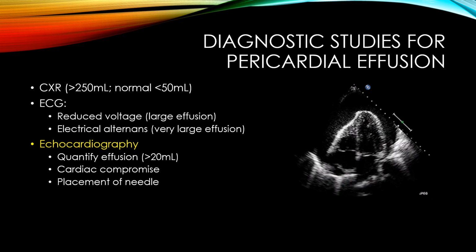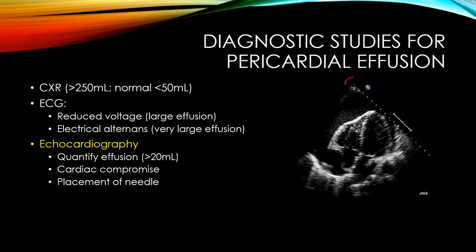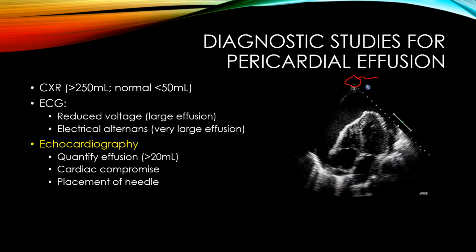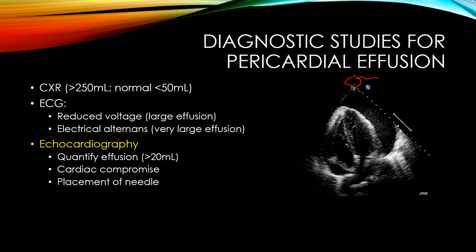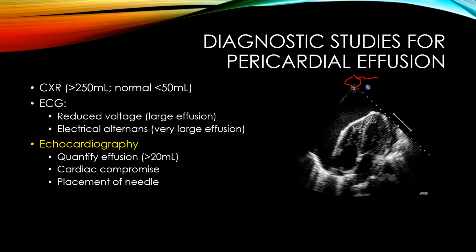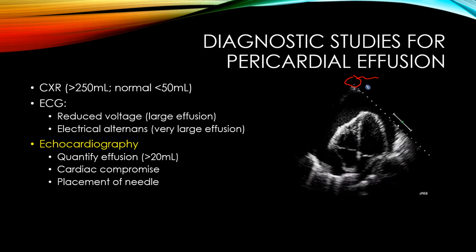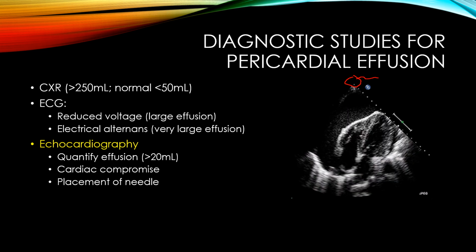When it does that, it can create what we call electrical alternans. In other words, if I were to have an electrode right here, it's going to read a greater amplitude when the heart is facing directly at it. And then when it swings away from it, it's going to give me a smaller reading. That can alternate back and forth as the heart swings back and forth.